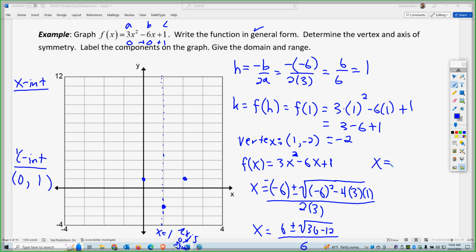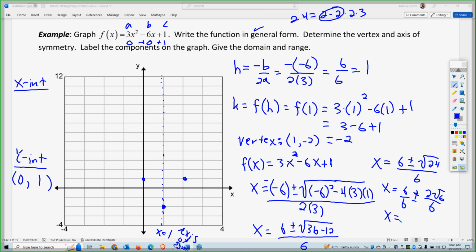So x equals 6 plus or minus, so that's 36. There we go. So that's 24 over 6, right? So quickly, 24 is 2 times 12, which is 2 times 6, which is 2 times 3. So a 2 comes out of that, right? So x equals 6 over 6 plus or minus 2 root 6 over 6. So x equals 1 plus or minus root 6 over 3, right?